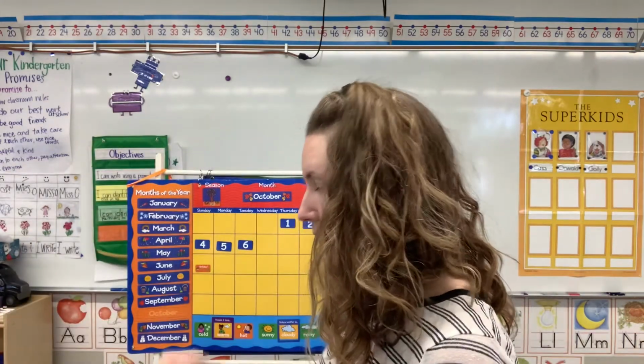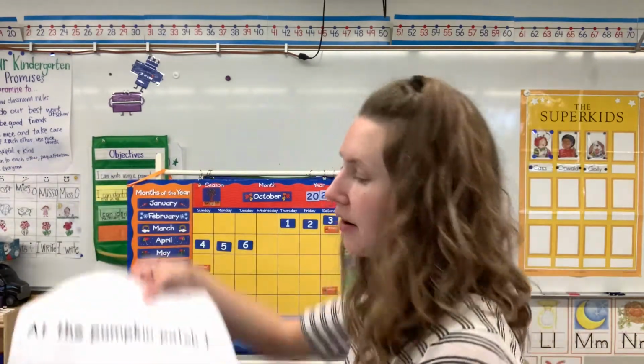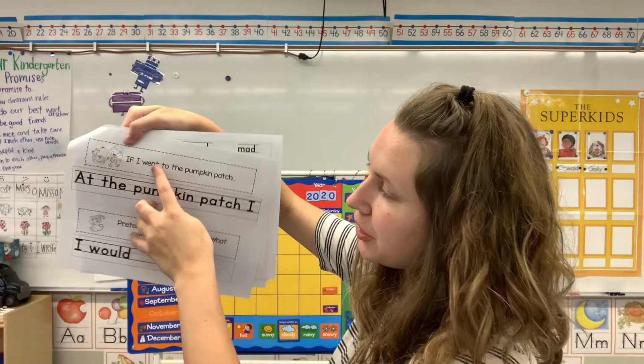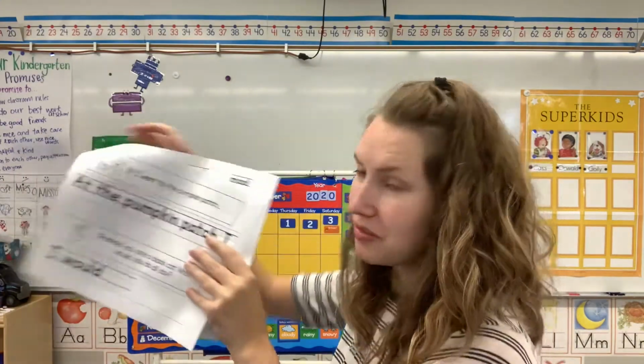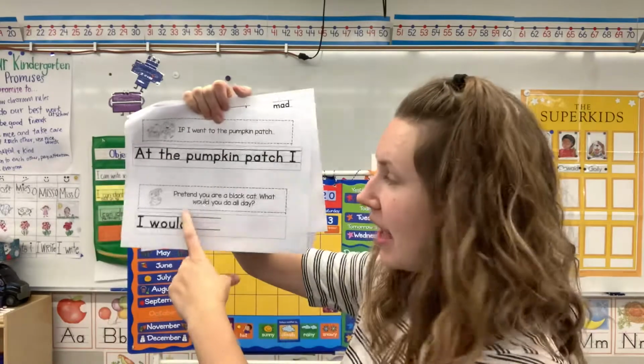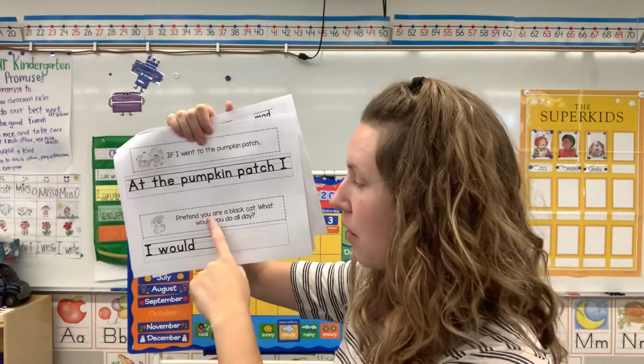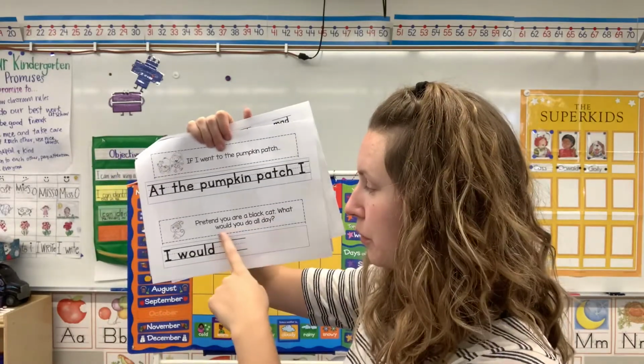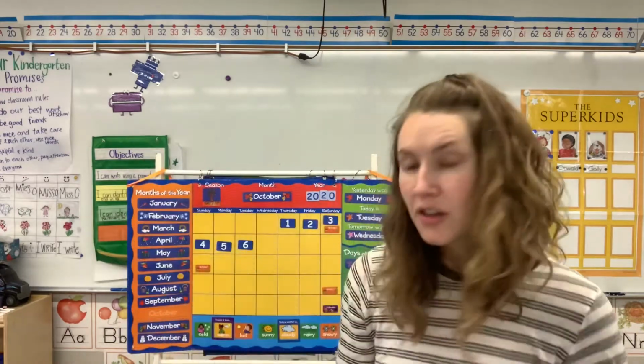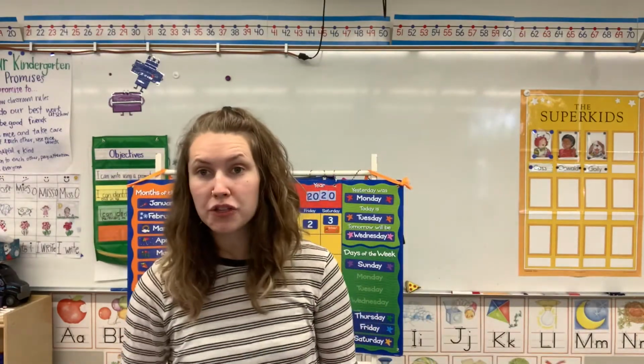And then your last page of prompts, your 2 prompts are, if I went to the pumpkin patch, and then the last one says, pretend you are a black cat. What would you do all day? So those are the different prompts you can choose from. You can choose one each day, and I'm going to show you what your steps are going to be when you're ready to write it.